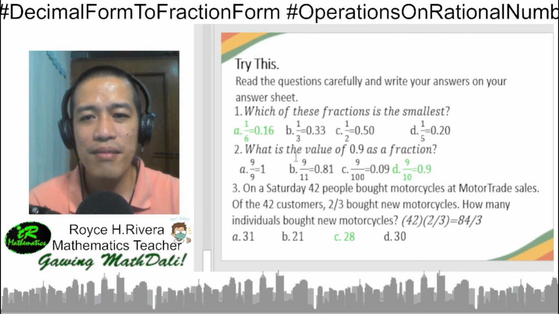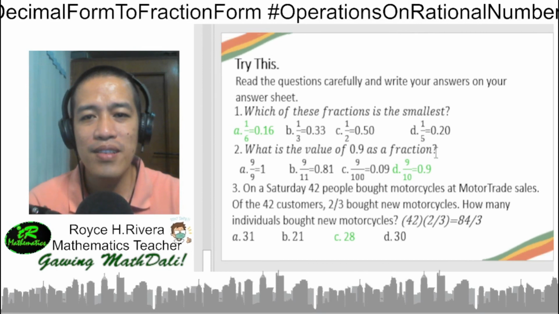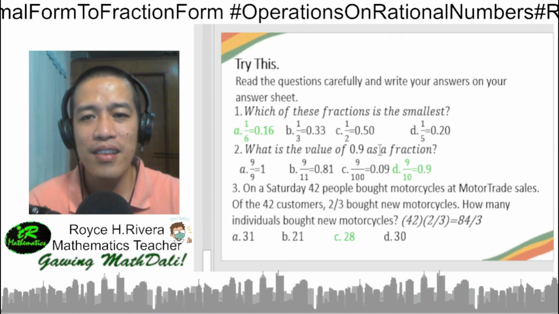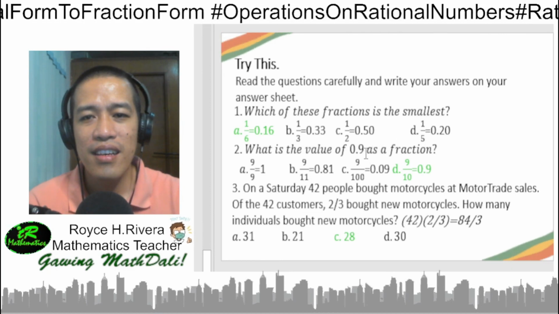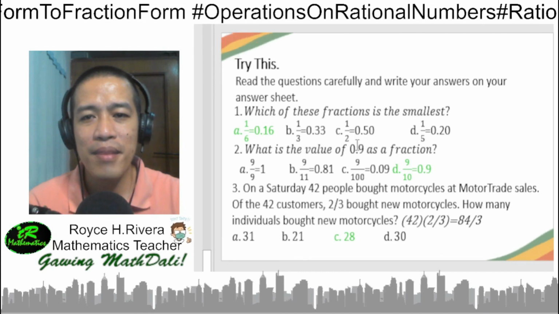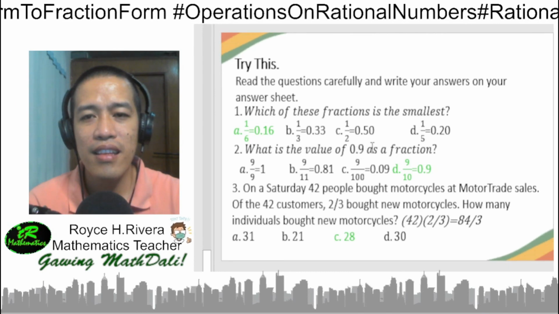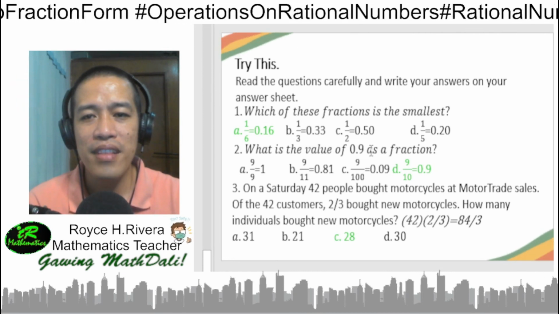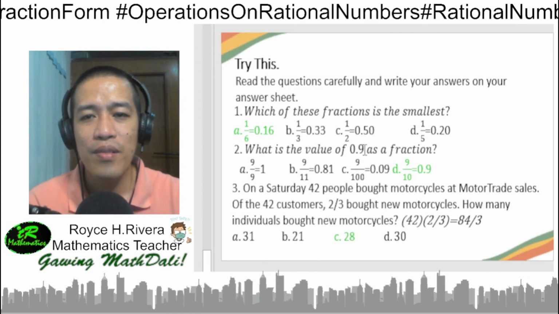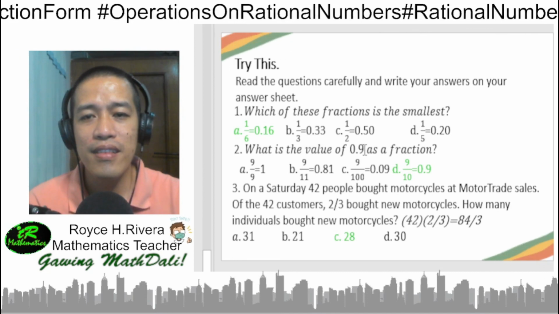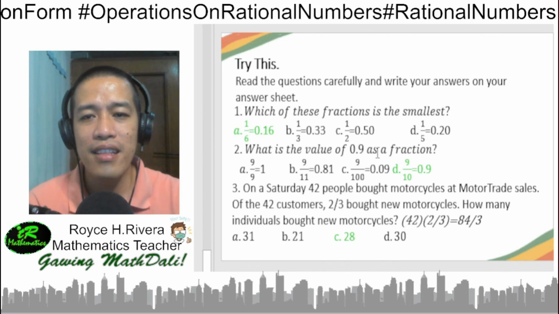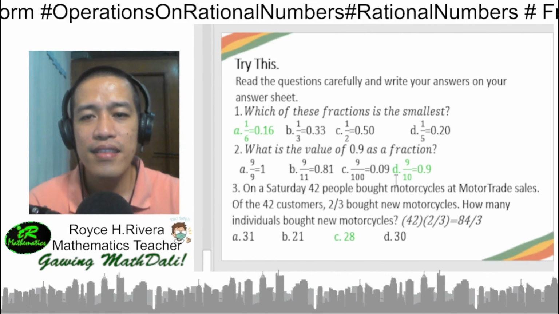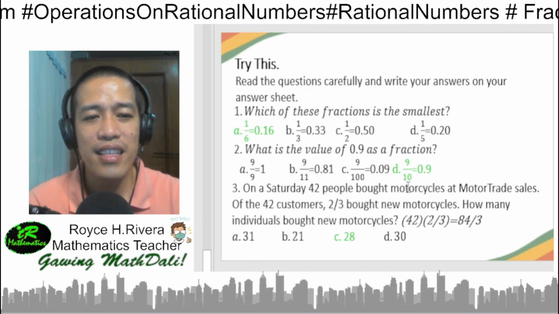Number 2, what is the value of 0.9 as a fraction? So, transforming decimal to fraction, count the number of decimal part, and divide that by the proper power of 10. So we have 1 decimal part, that is the number 9. So we will divide 9 by 10. The answer is letter D, 9 over 10.